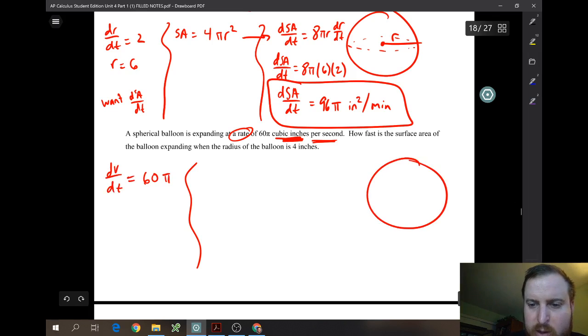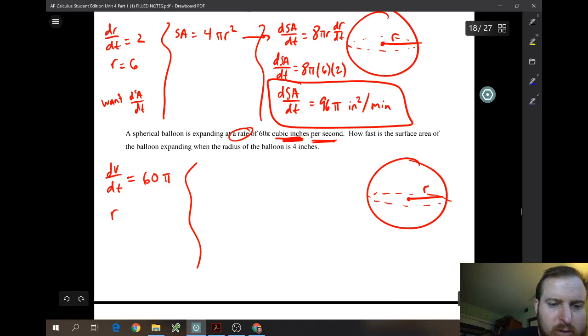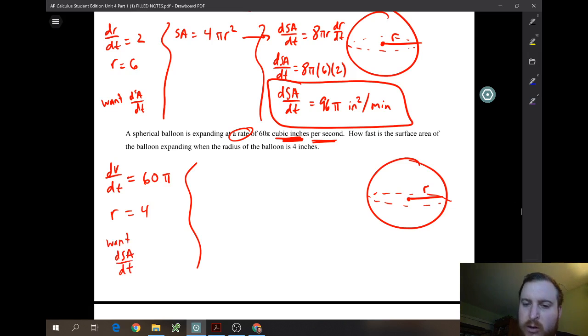So again, if we draw our picture, we have a balloon, so it's a sphere, and we have a radius, so there's no constant here. No constant. Now, this question is a little trickier. How fast is the surface area of the balloon expanding when the radius of the balloon is 4? So they're going to give us radius is 4, but we want dA/dt. There's a long way to do this and there's a short way to do this. I'm going to do the long way first, and then I'll show you guys a shortcut.